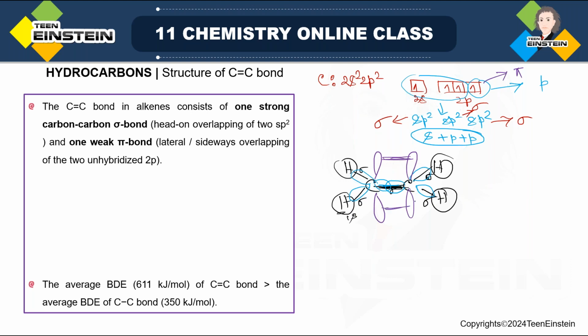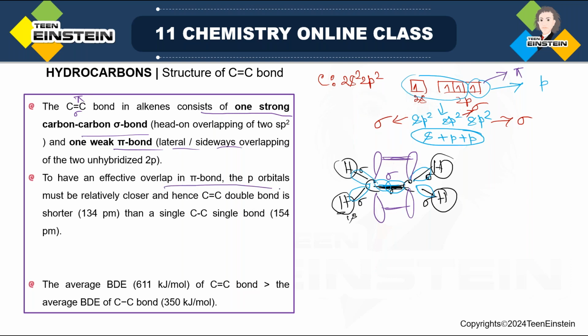Compared to a sigma bond, which is head-on overlap and very strong, this sidewise overlap is not so strong, and that is the reason pi bonds are weak. So the C=C double bond in alkenes consists of one strong carbon-carbon sigma bond. In this C=C bond, one is sigma, one is pi. Head-on overlapping of two sp2 gives the sigma bond. There is also one weak pi bond formed by lateral or sidewise overlapping of the two unhybridized 2p orbitals of carbon, and this is the reason it is weak.